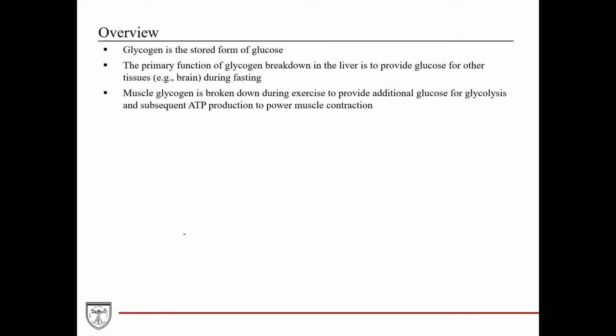So first, just to start with an overview, a lot of these concepts with glycogen we've really talked about in previous lectures, especially when we talked about glycolysis. But again, this is just really to further the story of carbohydrate metabolism and metabolism in general, and really focus in on how glycogen fits into that story. So glycogen, as you know, is the stored form of glucose. The primary function of glycogen breakdown in the liver, remember it depends on which organ we're talking about, is to provide glucose for other tissues.